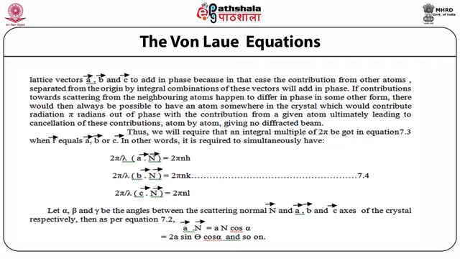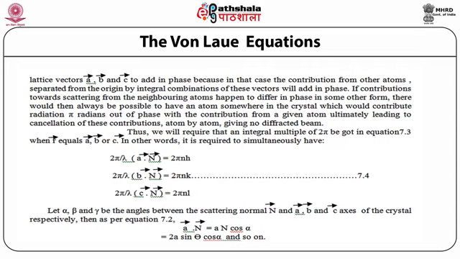In other words, it is required to simultaneously have 2 pi by lambda times A vector dot N vector equal to 2 pi H, 2 pi by lambda times B vector dot N vector equal to 2 pi K, and 2 pi by lambda times C vector dot N vector equal to 2 pi L. We'll call all these three equation 7.4.